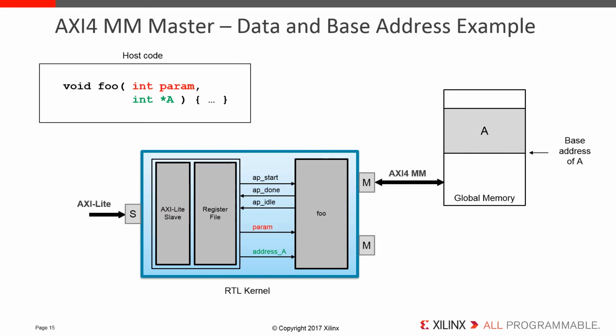Once the kernel starts execution, it can now initiate access in the global memory at base address of A to read values of A and process them. And when it's done, it can then write the data back to the location in the global memory.